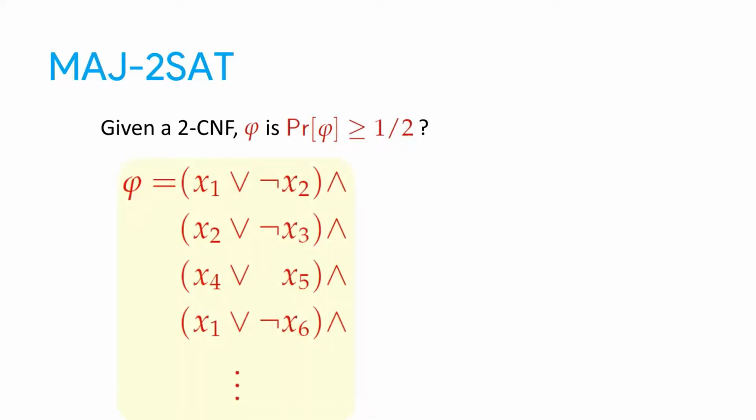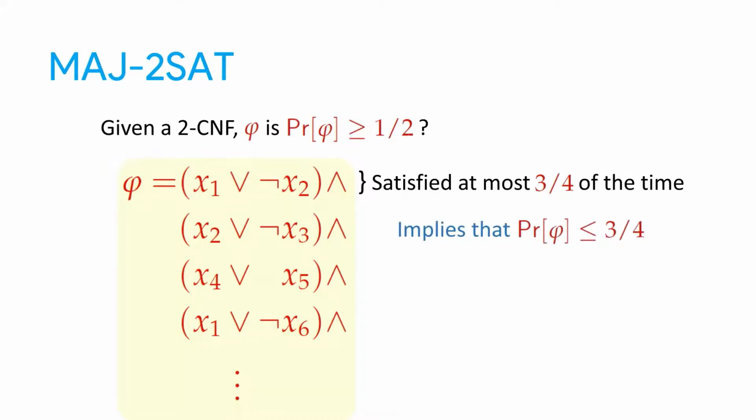Imagine, for example, the first few clauses of phi look like this. Because each clause involves at most 2 variables, the fraction of assignments which can satisfy a given clause is already a constant less than 1. For example, if we consider this first clause, only 3 out of 4 assignments to the variables x1 and x2 satisfy it. So this already implies that the fraction of satisfying assignments of the overall formula is at most 3/4.